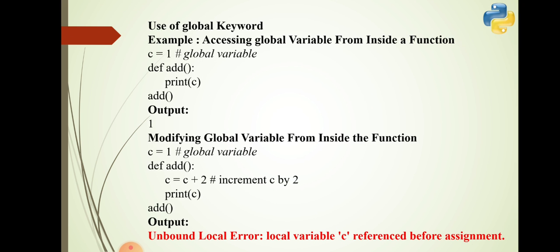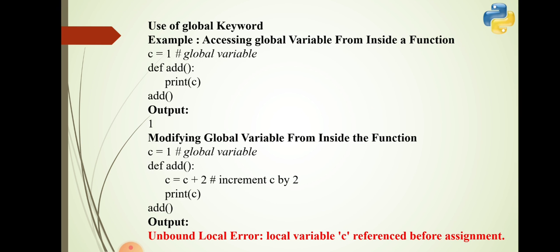So now look at this example, accessing a global variable from inside a function. I am creating a variable named C and assigning the value 1, whatever it may be. Any name you can create, any variable you can create, no problem. Just I am mentioning C is a variable and I am assigning the value 1. That part is over. Next I am defining a function called add, and I am using the print statement. What am I going to print? C I am going to print.